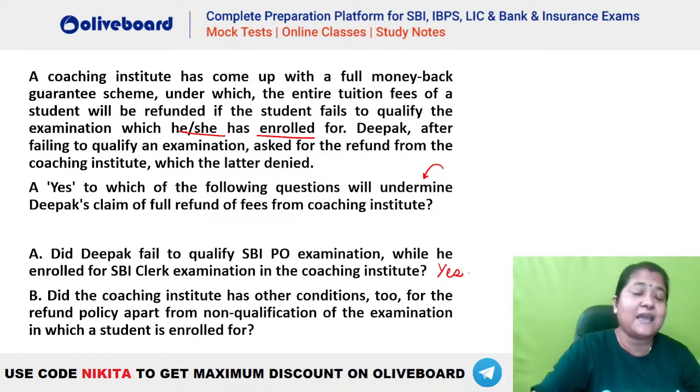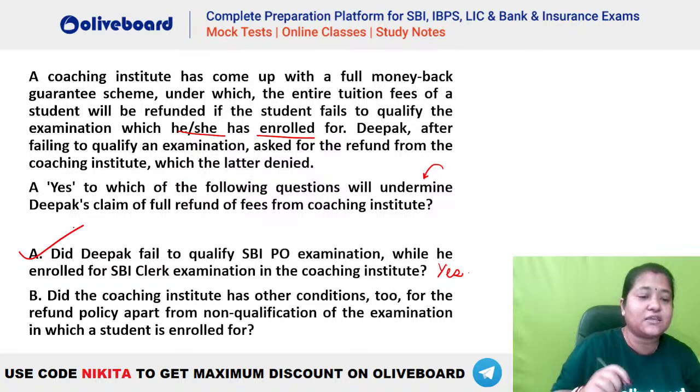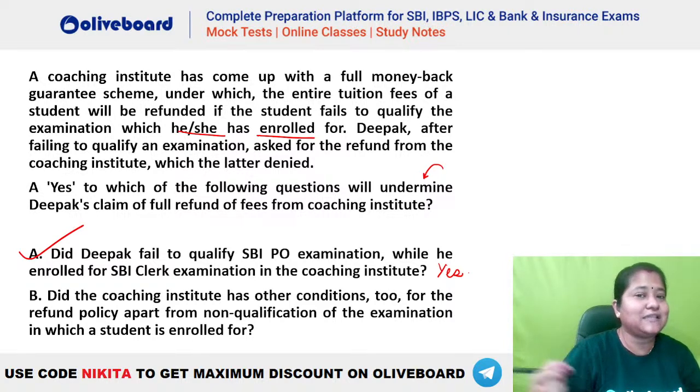So he had enrolled for SBI clerk and he is asking for a refund because he was not able to qualify SBI PO. The examinations are different, the courses are different here. So if this is a yes, that is, did Deepak fail to qualify SBI PO exam while he enrolled for SBI clerk examination, it will undermine his claim of full refund. That means that he will not be getting the full refund here because he has not asked for a refund in the same course. Okay, I hope this is clear. So this is absolutely right. A yes to this one will actually undermine Deepak's claim here.